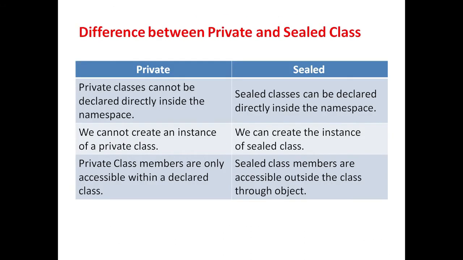Now we will see the difference between private and sealed class. Private classes cannot be declared directly inside the namespace, whereas sealed classes can be declared directly inside the namespace. We cannot create an instance of a private class. We can create an instance of a sealed class. Private class members are only accessible within the declared class, and sealed class members are accessible outside the class through an object.